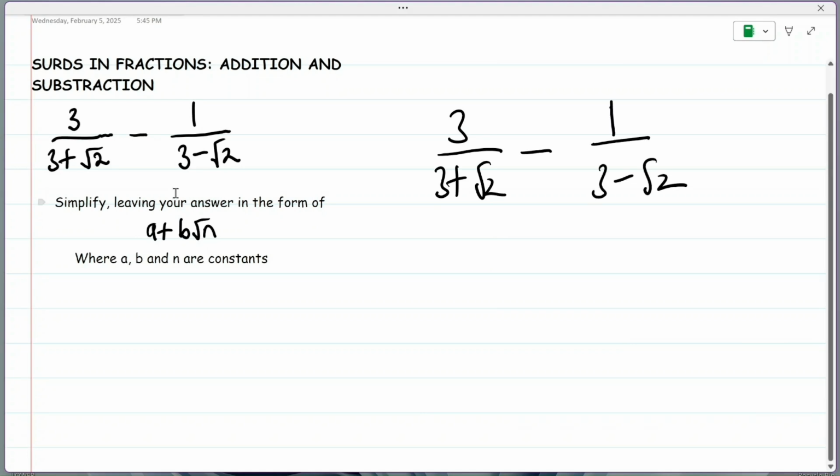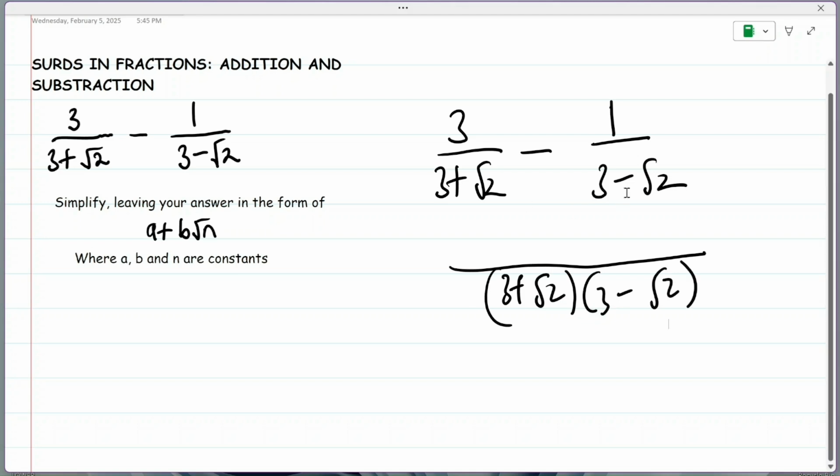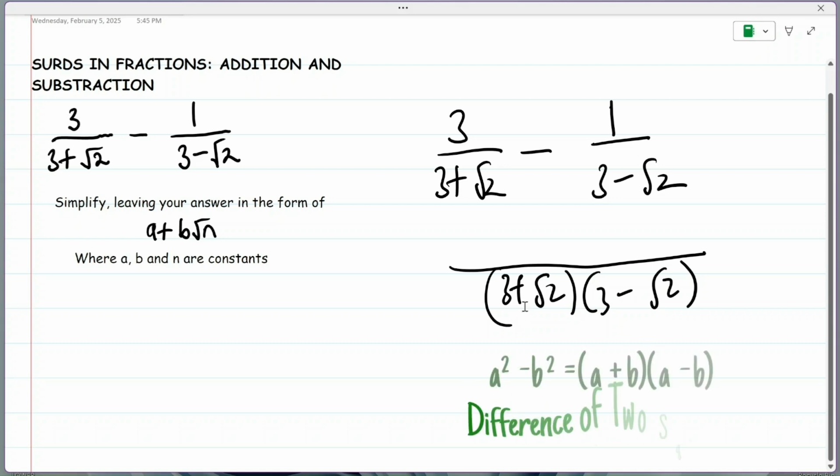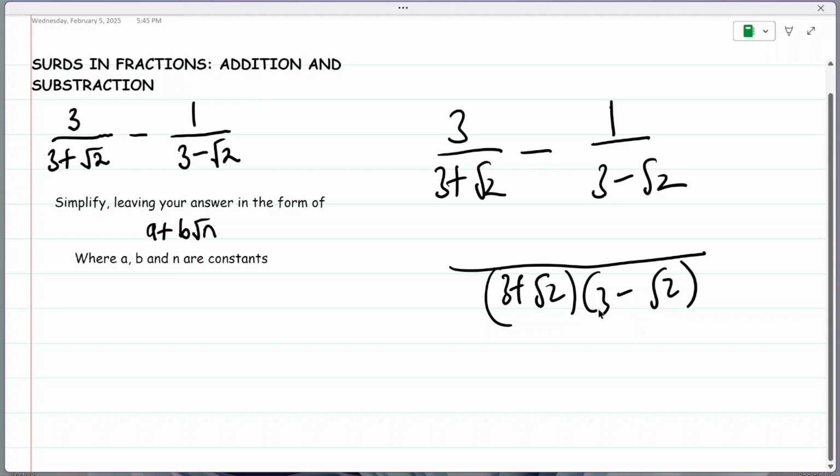Now, normally when we're working with fractions, we find the LCM. The LCM is 3 plus root 2 times 3 minus root 2. Multiply both of them together in this form. Then once you've done that, if you look closely, you see this is a difference of two squares. If you're a further math student, both of them have 3 in front, they have root 2 behind, then one is positive and one is negative. This is a difference of two squares. You don't need to work too hard to multiply this.